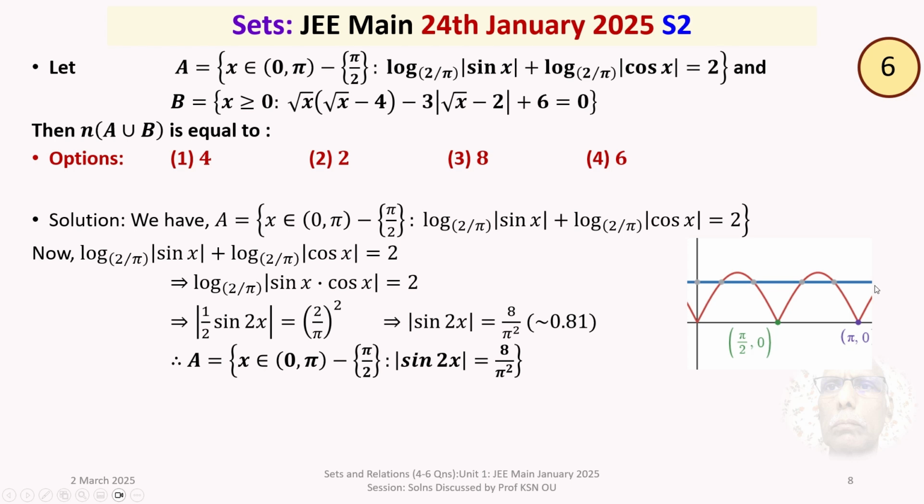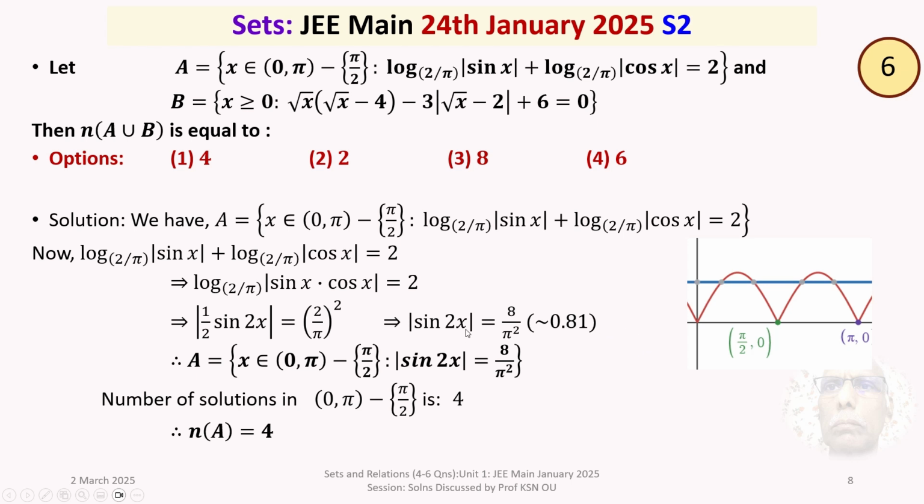It intersects. Right. It intersects in how many points? 4 points. So therefore the number of solutions in 0 to pi other than pi by 2 is 4. Therefore, n of A is 4. This is the easiest way of getting the answer n of A is equal to 4. You have to note down 8 by pi square is approximately equal to 0.81, which is less than 1.